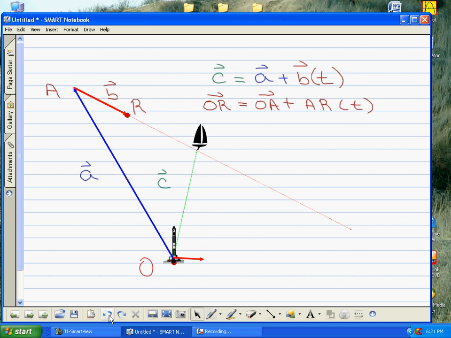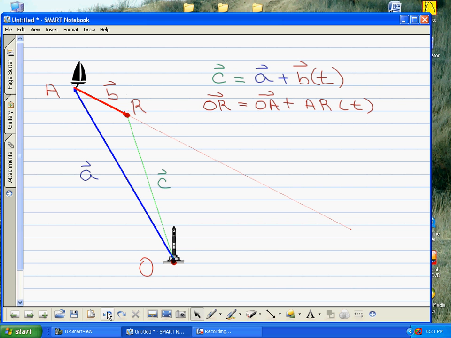Now, taking everything back to where the original equation was right here, I need to find vector c. Remember, vector c was equal to vector a, right here, plus vector b, which is right there. So c is equal to vector a plus vector b. The reason I have time right here is because the boat is moving. In 1 hour it's right there, in 2 hours it's right there. So that is the equation.